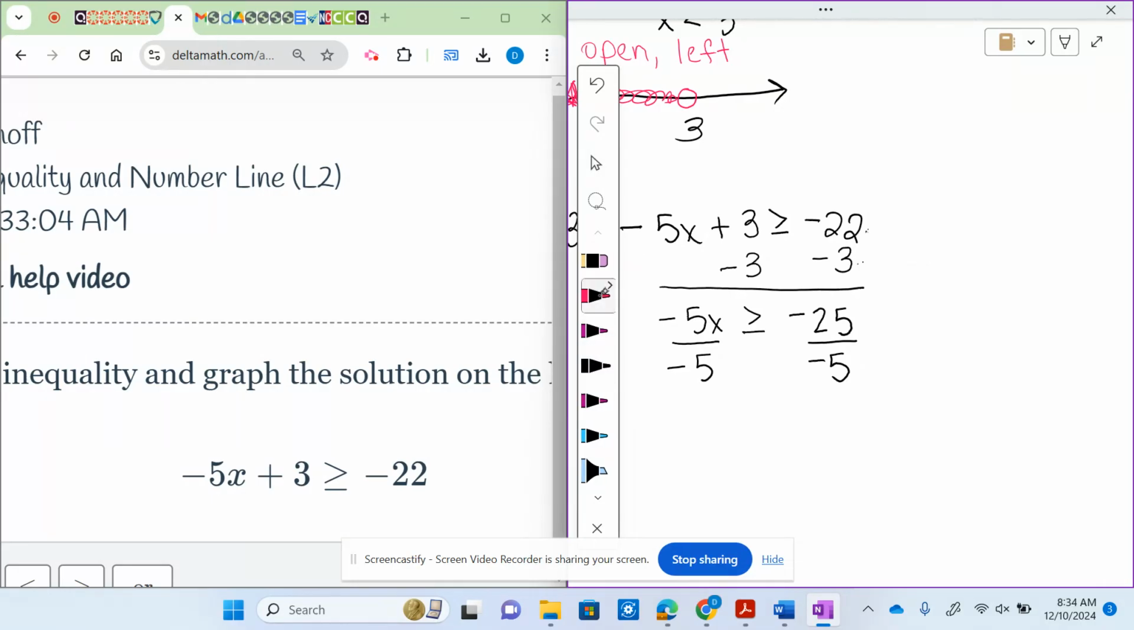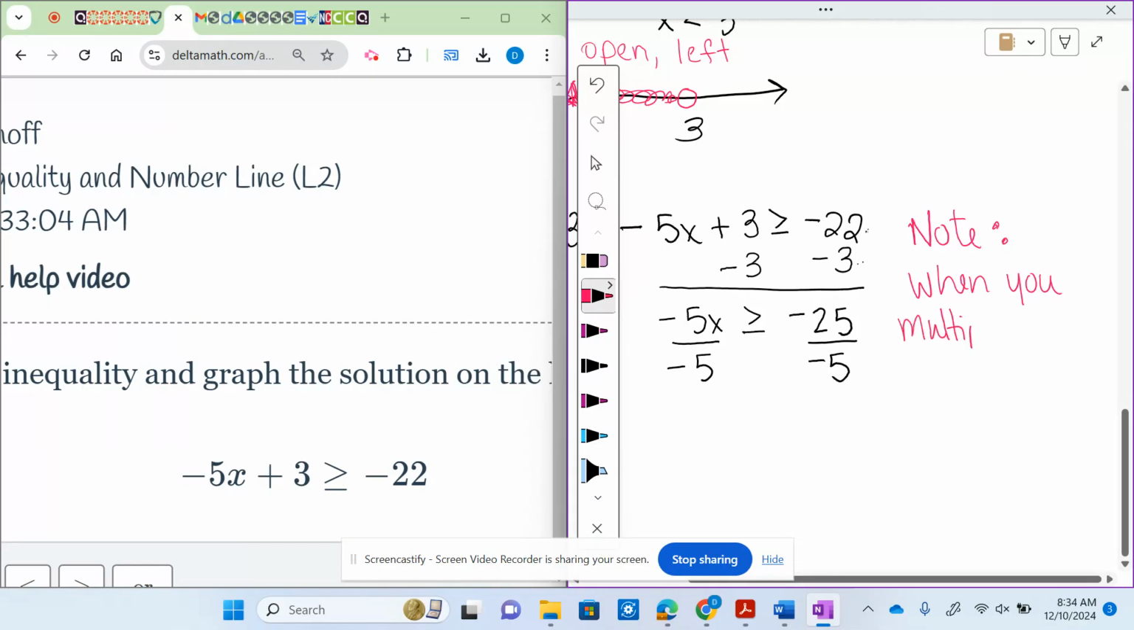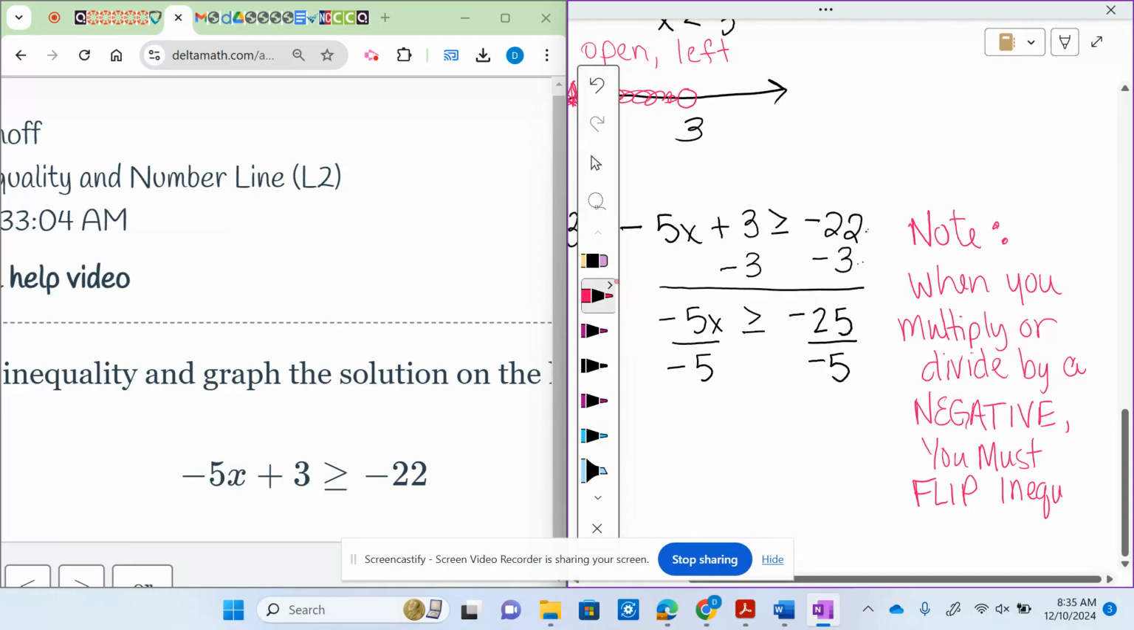So we need to write a note. When you multiply or divide by a negative, you must flip the inequality sign.